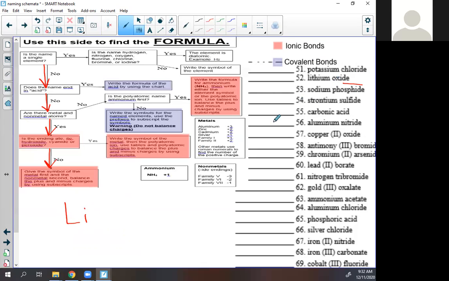Oxide, that is oxygen. So I put an O second. And then I drop and swap. Have your periodic table handy. We put those numbers up there a while ago to help us, right? So tell your partner the charge of Li.